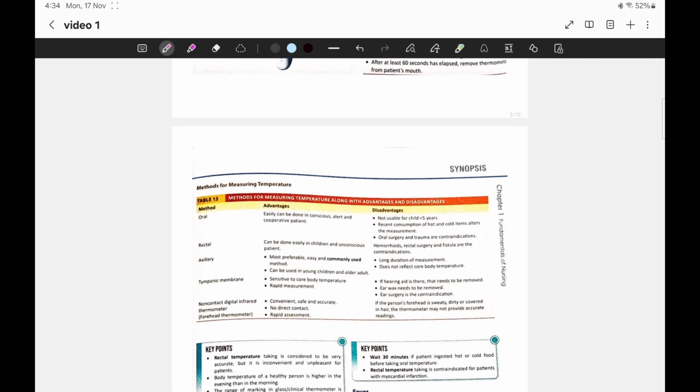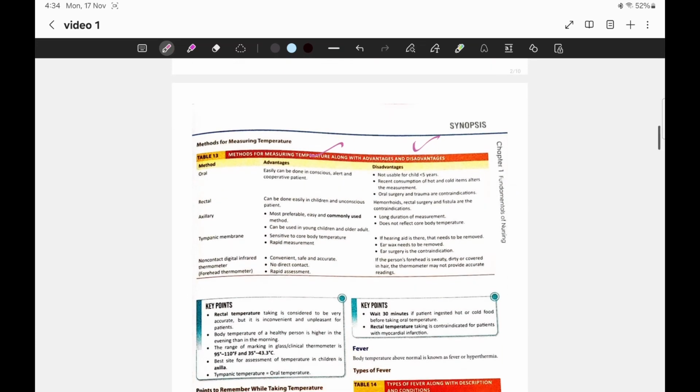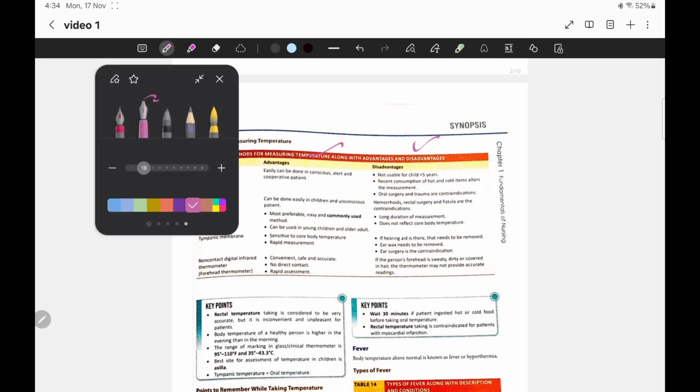Methods of measuring temperature. What are the sites of measuring temperature? There are mainly 4 sites, but a 5th site is also available: oral, rectal, axillary, tympanic, and forehead thermometer. You can read the advantages and disadvantages, and any doubt you can ask, but the safest is the oral one.